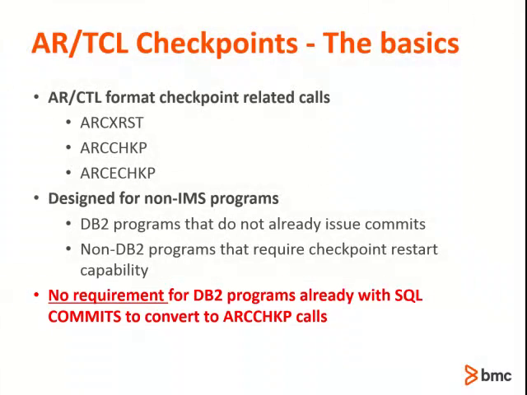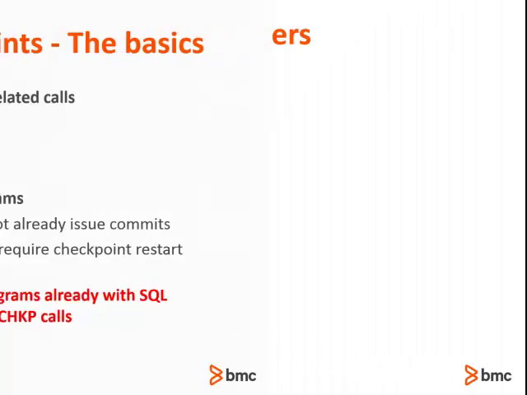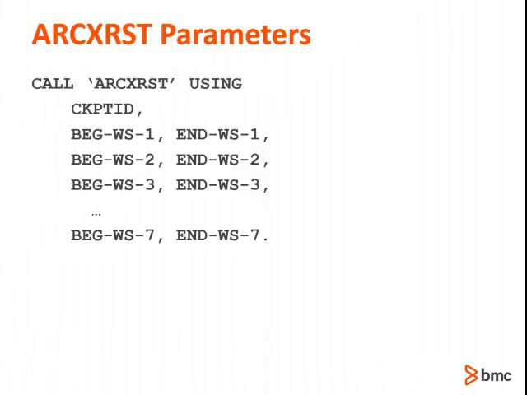Now let's discuss the ARC XRST call. The parameter list of the ARC XRST call is similar to the IMS XRST call, but is much simpler to use. The first parameter is a 12-byte checkpoint ID. During a normal execution of a program, the checkpoint ID will contain spaces. However, if the program is being restarted, ARC will provide the restart checkpoint ID. The application program can check for non-blanks in this field to determine if a restart is in progress. The application program should not update the checkpoint ID field.